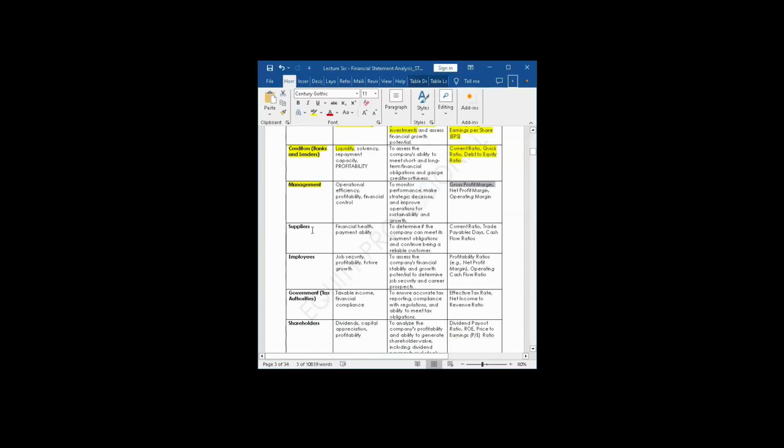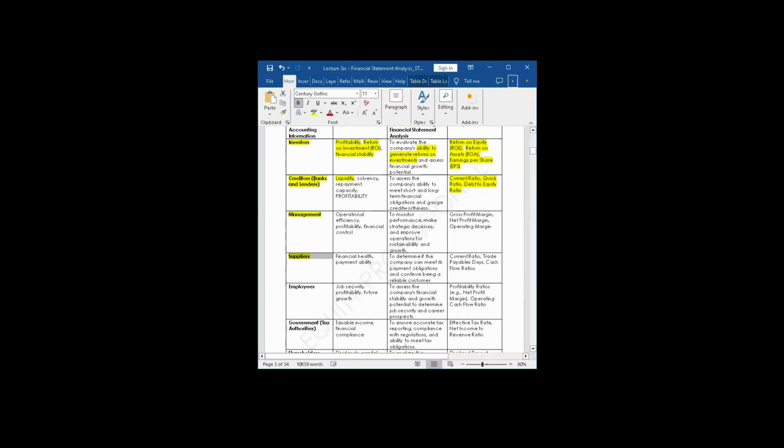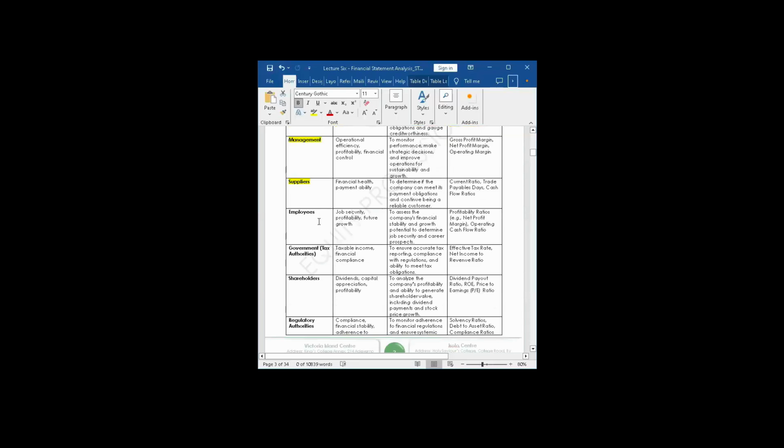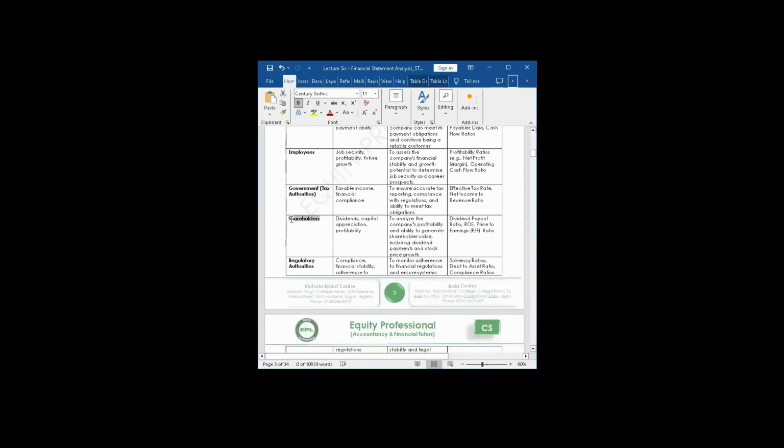Then what about suppliers? You know, these are the people that give materials on credit to organization. They have interests that are similar to the creditors. Okay, they share almost the same interest. Then the employees, the shareholders. These are the current owners.